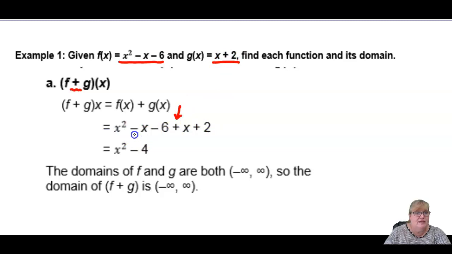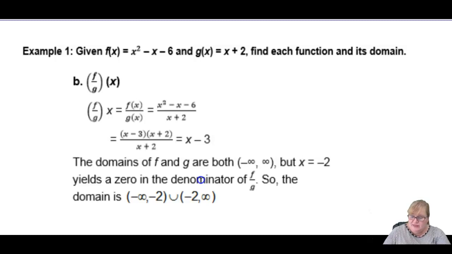We combine any like terms, and we end up with x squared minus 4. Again, this is a parabola. There's no restrictions on what we can put in for x. There's no denominator, no square root. So the domain is still all real numbers, okay?